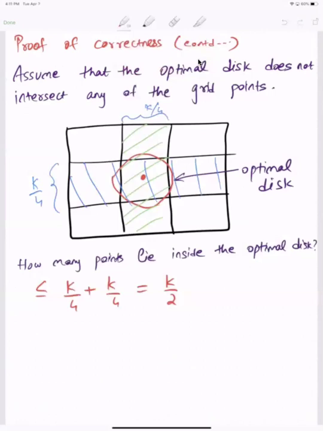But then that's a contradiction, because this is the optimal disk which contains k points. If it does not intersect any of the grid points, we are saying it can contain at most k over 2 points. So clearly we have reached a contradiction, which means this case can never happen. The case that the optimal disk doesn't intersect any of the grid points can never happen. And because of that, the algorithm that we proposed of looking at all the grid points actually gives us a two-factor approximation. That's it, we're done.